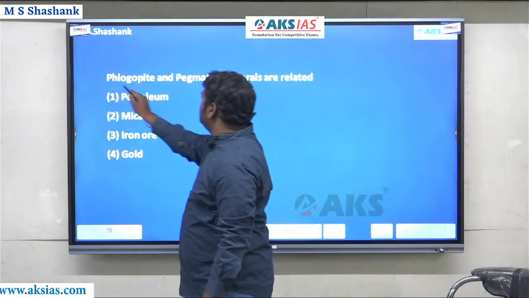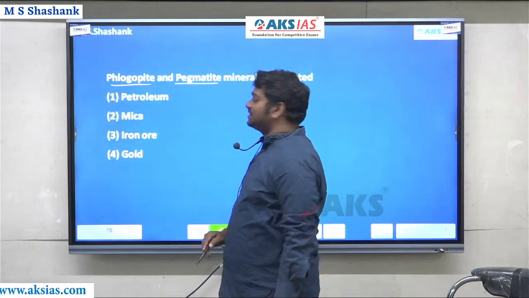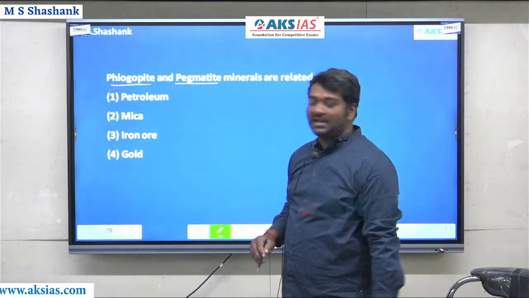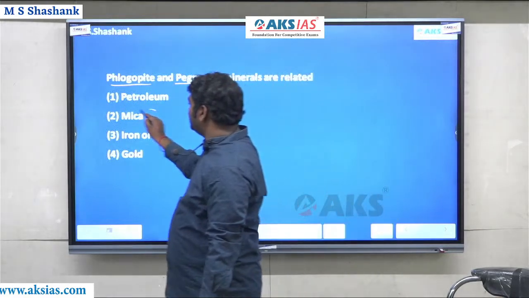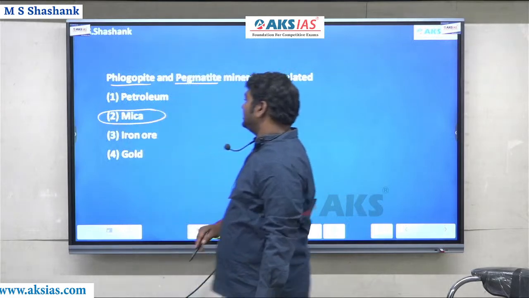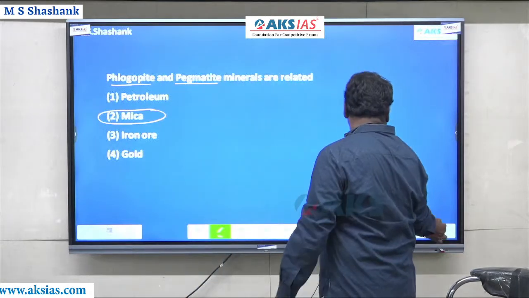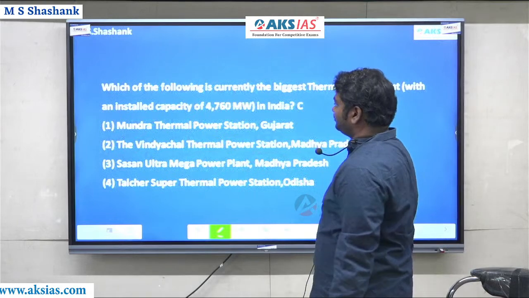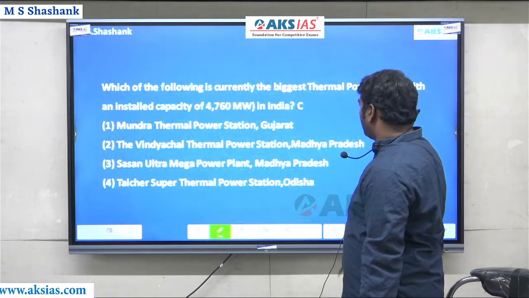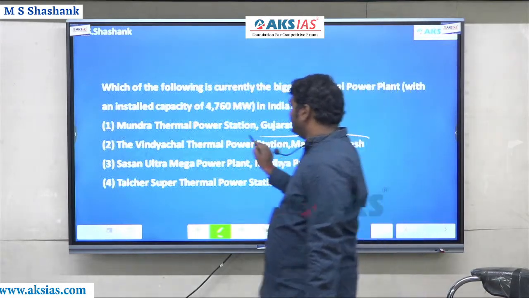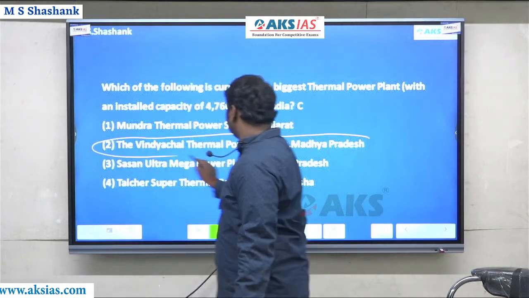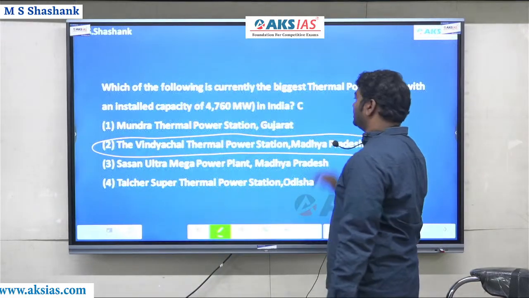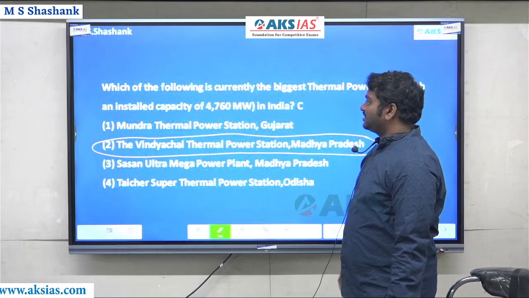Okay. This is directly from the 11th standard NCERT book, minerals chapter. Mica is the answer. Factual data, guys. Again, a factual data. The Vindhyachal thermal power station, Madhya Pradesh, is the largest.